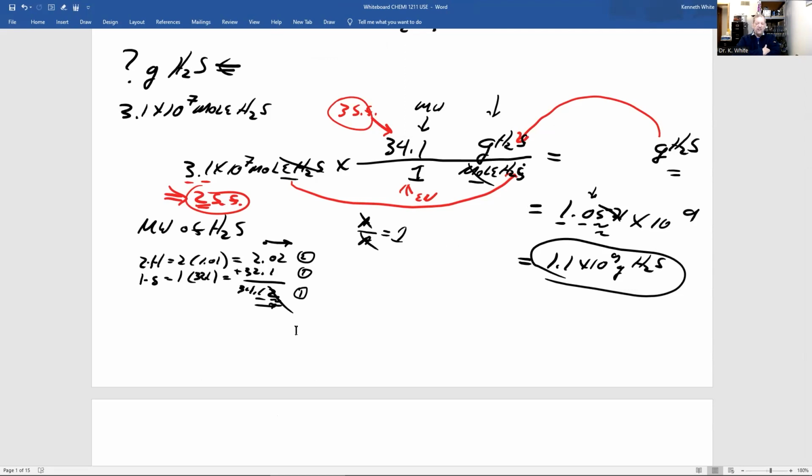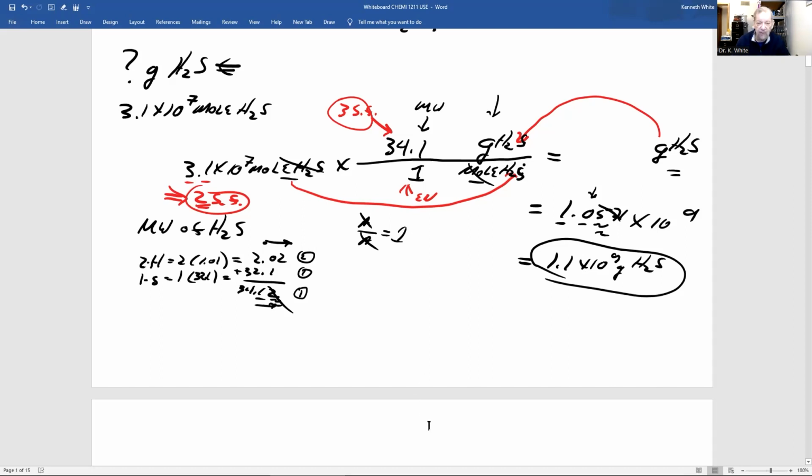And 2.02 has 2, 32.1 has 1. You add it up, you round it off, and it's 34.1 and 1. And now you can do the math because the units cancel out, and here's our answer.